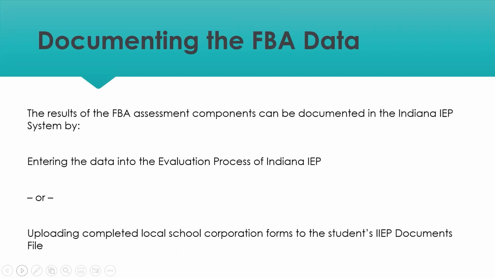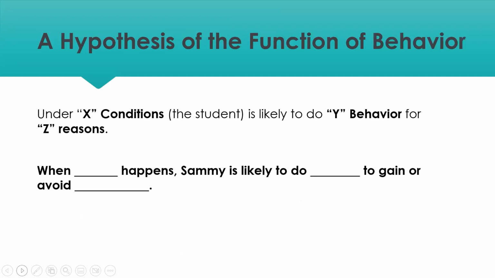So once you have a picture of Sammy and you've entered the information, you have to come up with a hypothesis. When something happens, Sammy is going to do this, and why. You might have more than one statement, even for Sammy. And if you do, again, like other goals, you need to be sure you have single things. You can't say when 3 things happen, he's likely to do 4 things to avoid or gain 6 things. You have to keep it more succinct than that.